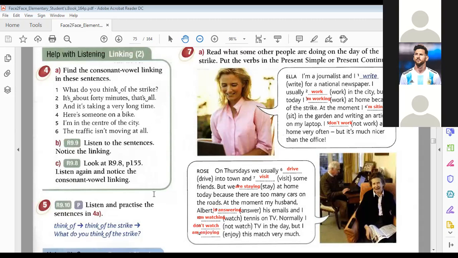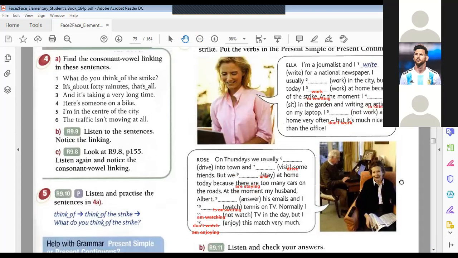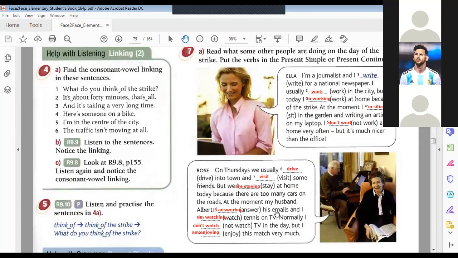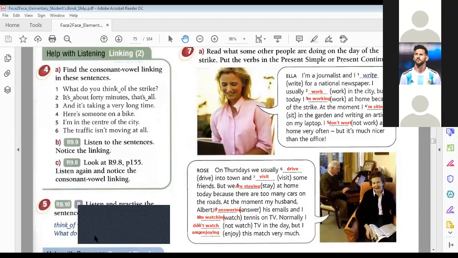I think there's a listening, so we can check our answers. Let me check if there is a listening. Good. So I know there's a listening. Great. Okay, so let's do the listening and let's check these answers. After that, we can practice them. So let's listen. Recording 9.10.